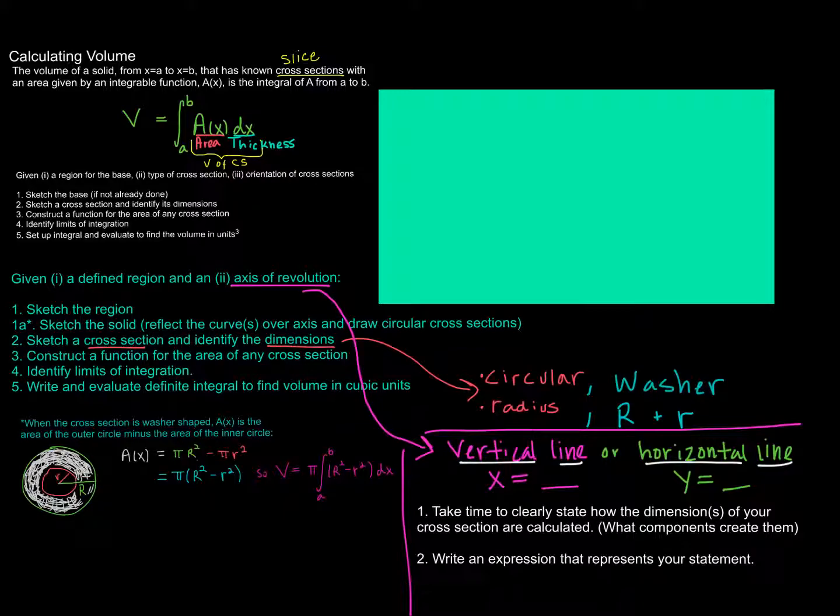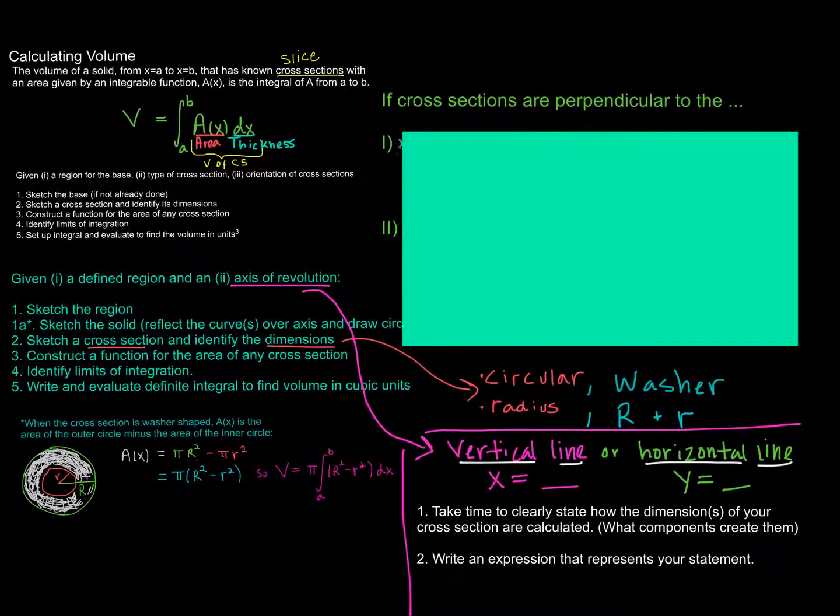Now, overall, it is important to notice something important about volume. Whether we're dealing with a volume where we're given a base, a type of cross-section, and the orientation of the cross-section, or whether we're revolving some area around a vertical or horizontal line, the key is finding the cross-section and finding a formula for the area of the cross-section. It's also really important to know which variable we're going to be integrating with respect to. Are we going to be going along the x-axis or the y-axis? And hopefully what you've seen by now is that there is a pretty clear distinction.